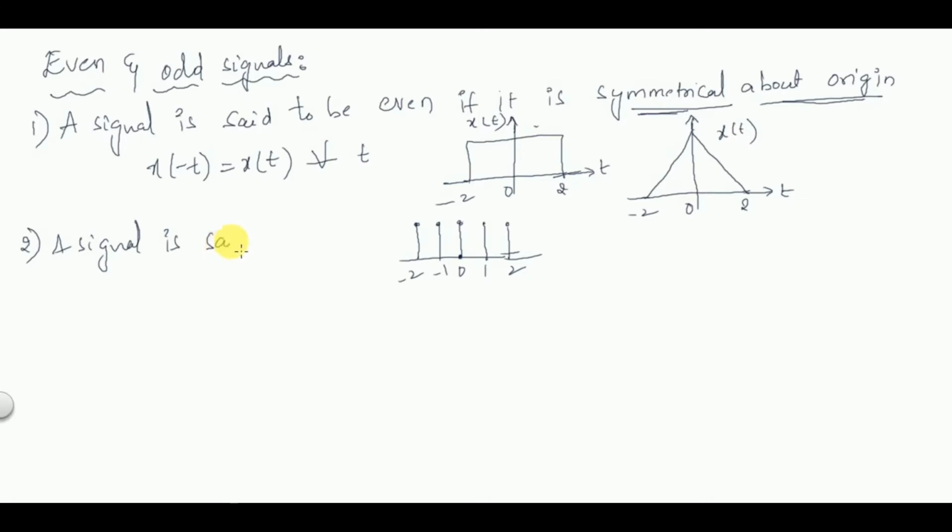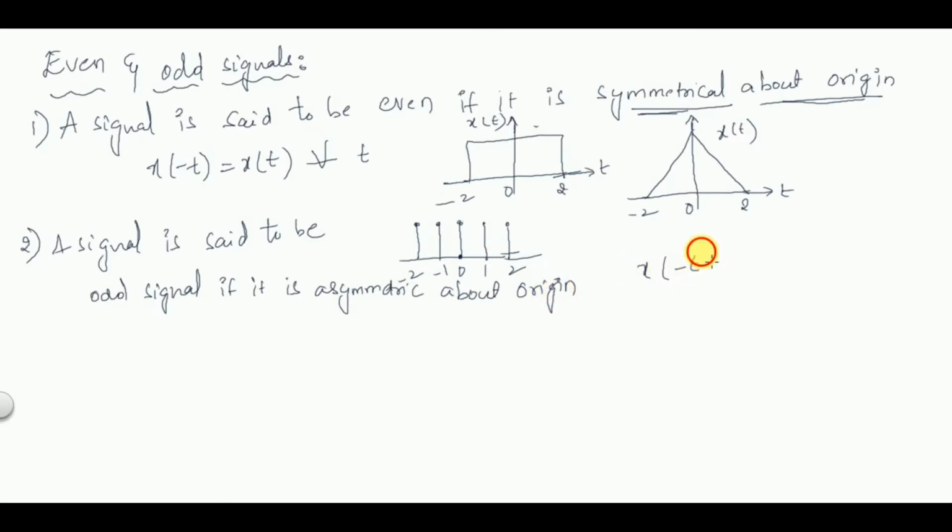Okay. Second, a signal is said to be odd if it is asymmetric. It is not symmetric about origin. And it is represented mathematically as x of minus t is equal to minus x of t for all t. Okay, so for all t, this is the thing.